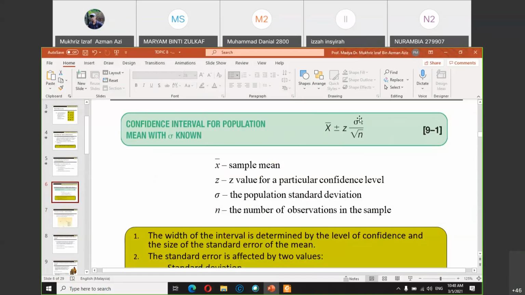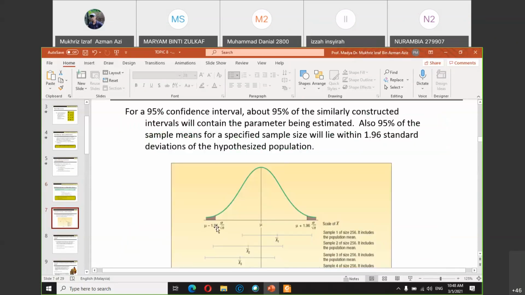Okay, sigma will be given to you, sample size will be given to you, x bar can be both: it can be given to you or you need to calculate it from the raw data. But z, you need to determine from the table or from the calculator. So what will be given to you, not 1.96, but the confidence value. So let's say you want to calculate a 95% confidence interval for that particular sample size.